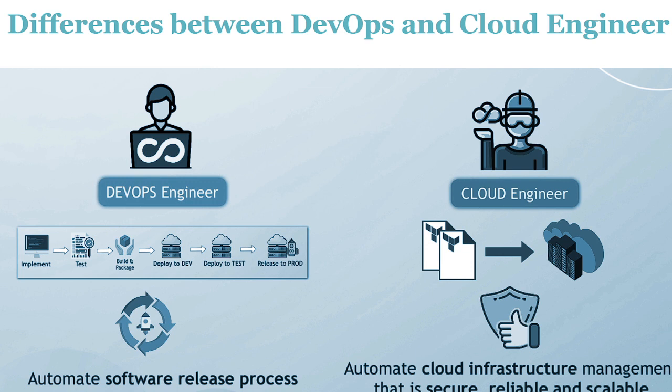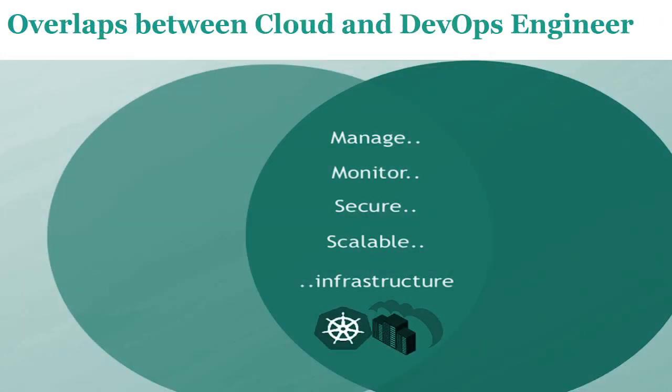And what is a cloud engineer? They have to automate cloud infrastructure, and they have to look for security, reliability, and scalability. And what are the overlaps between these two? What are the works on which they work simultaneously? So that is management, monitoring, security, scalability, and infrastructure things.